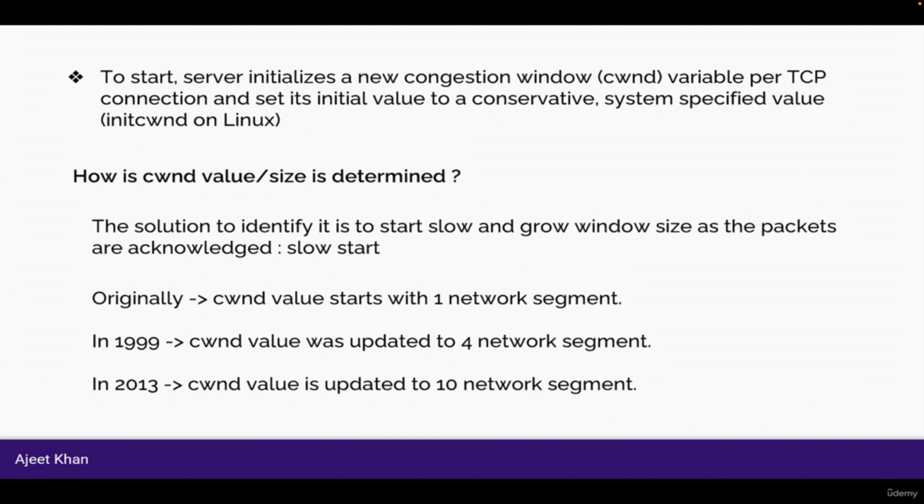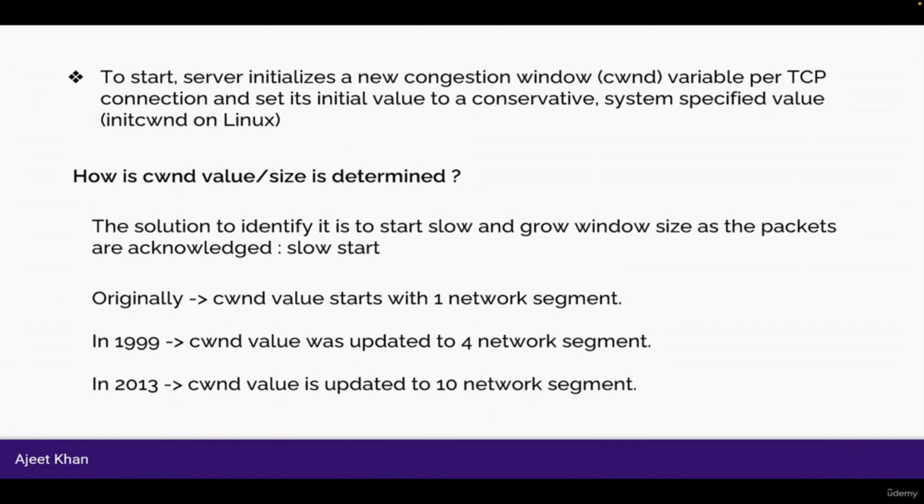Now the question is, how is the CWND value or size determined? The solution is to start slow and grow the window size as the packets are acknowledged. This is what slow start means. Initially the server will set a conservative value and send it to the client with its acknowledgement packet. When the client receives it, it will start sending data based on that value, and in the subsequent acknowledgement packets from the server side, the CWND value can be increased depending on the network. Originally, the CWND value starts with one network segment.